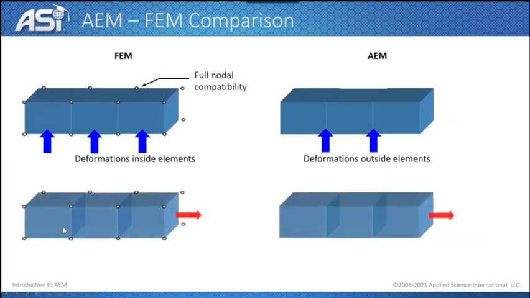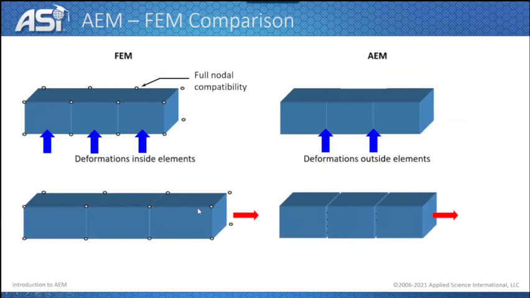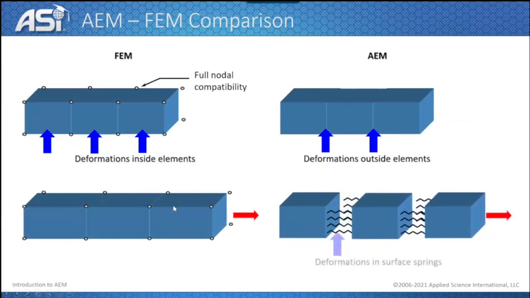For example, if we see here in the FEM, we apply a tension load on this member. So we see here that the deformations are happening inside the elements. However, the nodes cannot be separated from each other. Here in the applied element method, the element itself is rigid, so no deformations are happening inside the element. All the deformations are happening where the springs are generated, so at the interfaces between the elements.